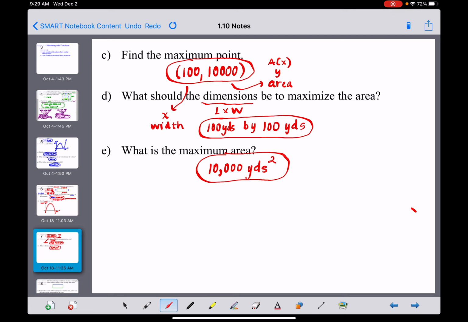Also, guys, if you were to take this up here and multiply 100 by 100, you get 10,000. Remember, if you multiply length times width, you should be getting area.